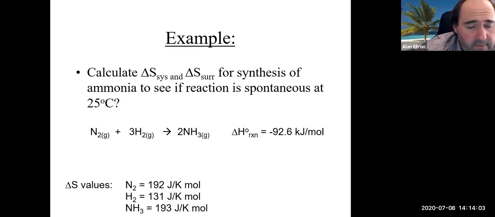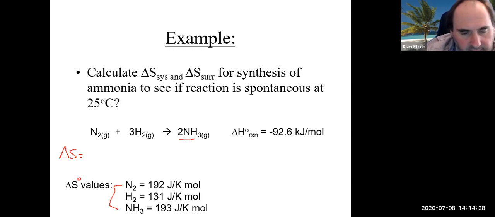Okay, so let's see how we're doing. We want to calculate a couple of things here. We want to calculate the delta S of the system and the delta S of the surroundings. And again, to do our system, we're going to go to our table and look up the values, which are basically delta S naught on these guys. And to do that, our delta S would be our products.